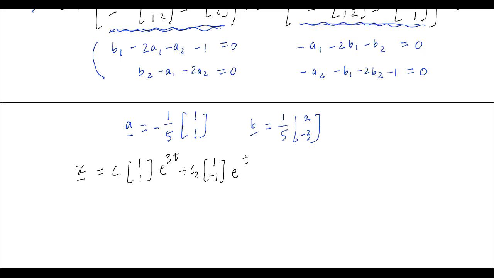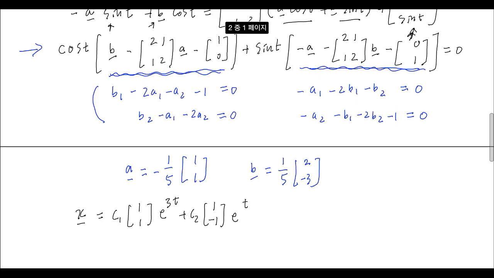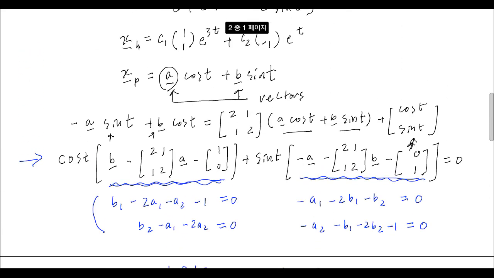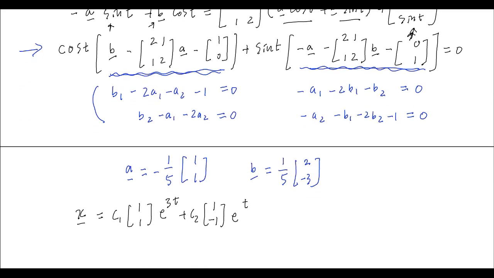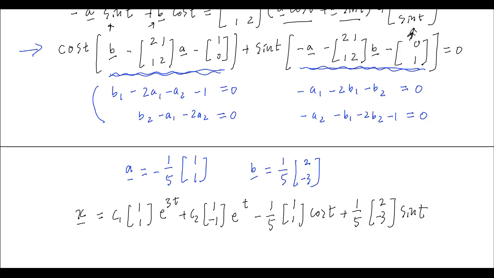Now comes the xp. So we found 2 coefficients, a and b, and we assume that the particular solution is in this form. So we plug a and b here, and we can write down xp. If we do that, then we will get minus 1/5 times (1, 1) cosine t plus 1/5 times (2, minus 3) sine t. So this is a general solution of the given system of ODE.